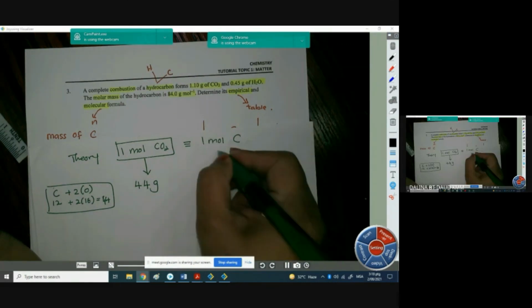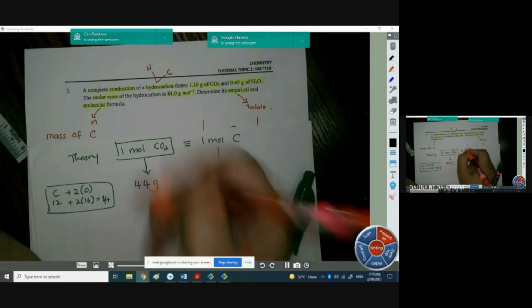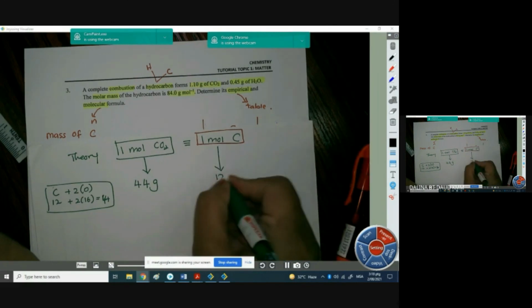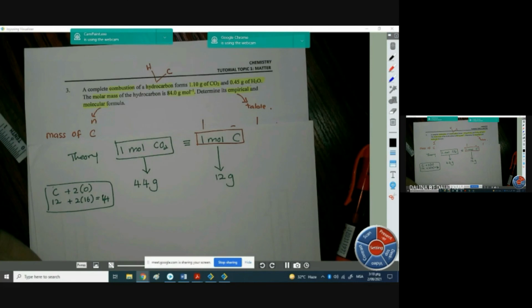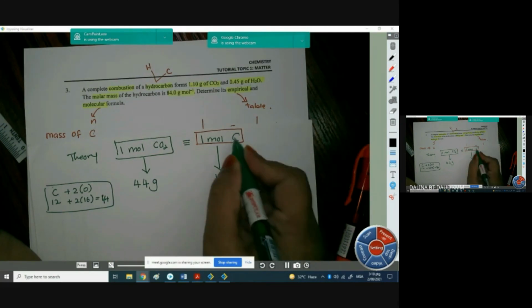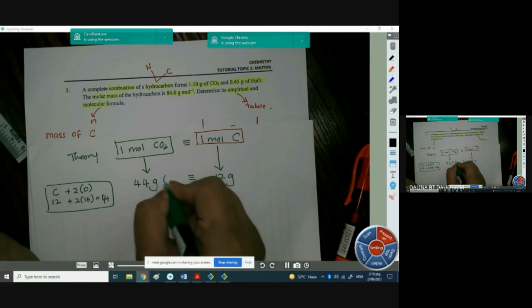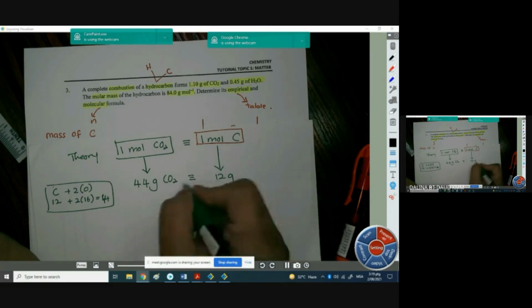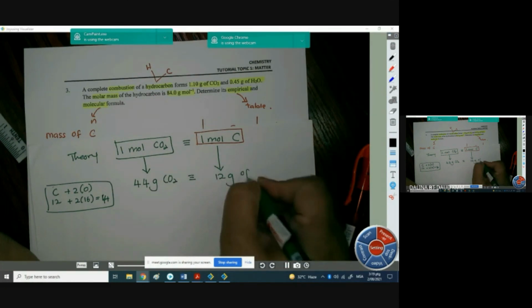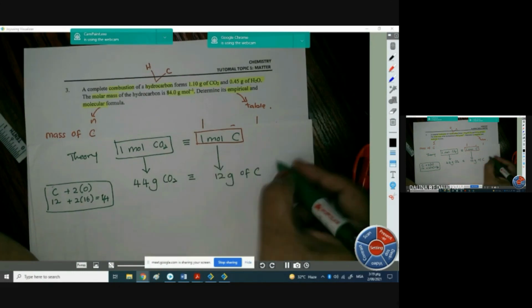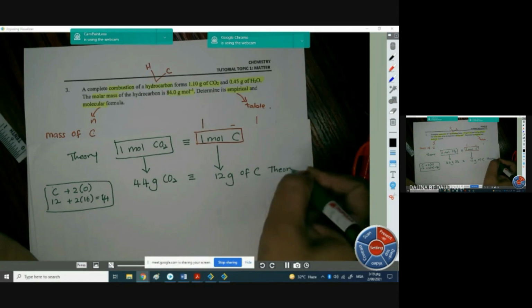Okay, untuk 1 mol carbon pula secara teoretikalnya dia bersamaan dengan 12 gram. Sebab tu kita tulis molar mass 12 gram per mol. So in terms of relationship for this one, 44 gram of carbon dioxide, it will have 12 gram of carbon. Okay, ini teori.